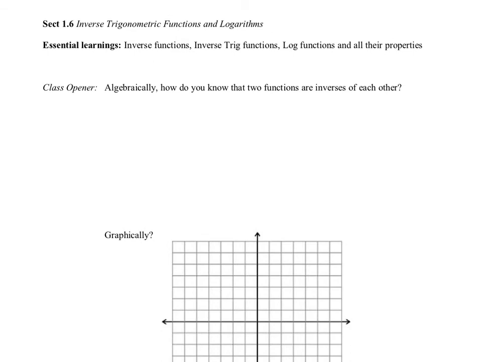This is section 1.6, which is on inverse trig functions and logarithms. What we're going to talk about is how these inverse functions relate, and we're going to start by asking about the algebraic relationship between them.